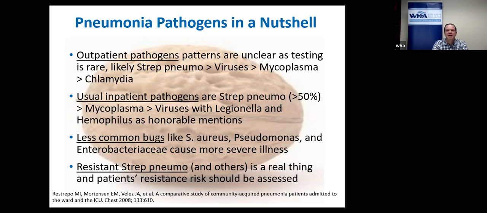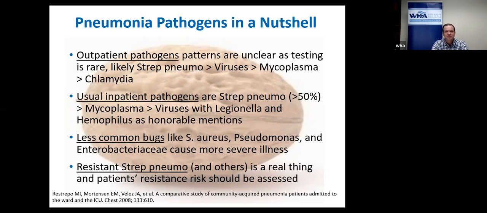In terms of inpatient pathogens, again, strep pneumo greater than 50% of the time, followed again by mycoplasma. Mycoplasma is one of the worst walking pneumonias. It masquerades as a virus for a long time and sort of unmasks itself in a rapid fashion. And then again, viruses are still common even in the inpatient setting. And Legionella and Haemophilus get honorable mentions. In Wisconsin, we did recently have a couple of Legionella outbreaks, so I'm sure that topic is fresh on a lot of people's minds.